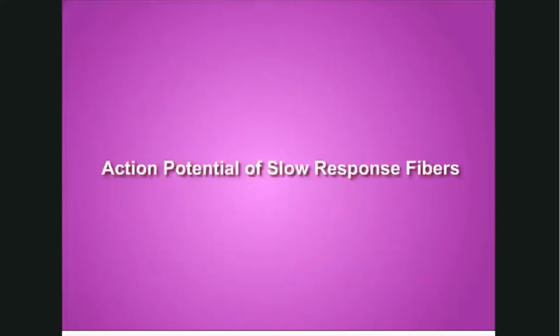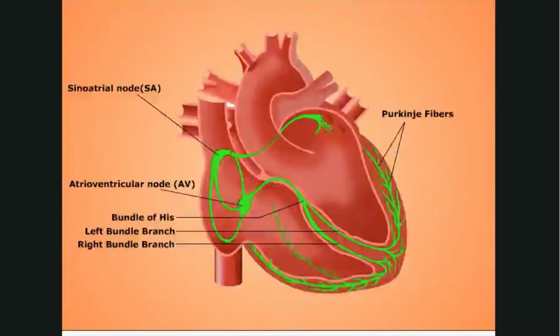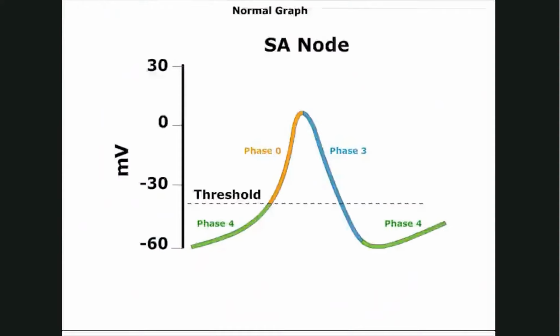The action potential of slow response fibers will now be reviewed. These slow response fibers are found primarily in the sinoatrial and atrioventricular nodal fibers. This graph illustrates the phases of the action potential within the SA node. The SA node is the primary pacemaker within the heart.